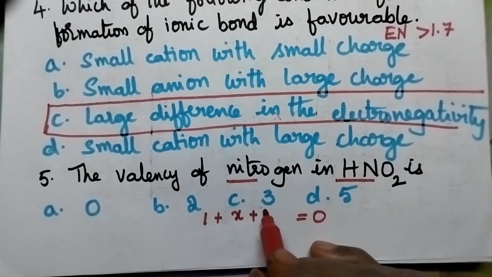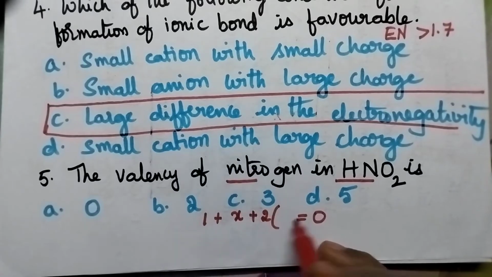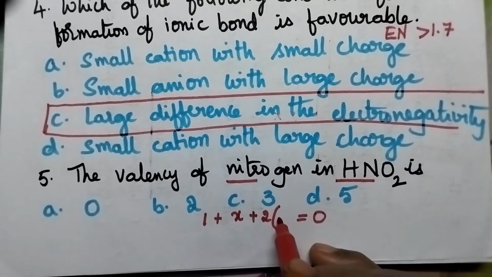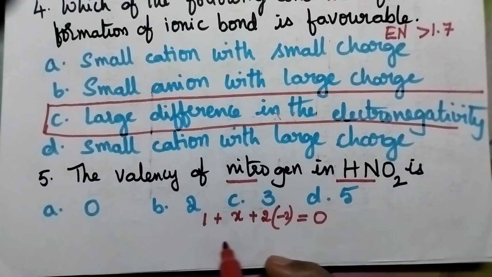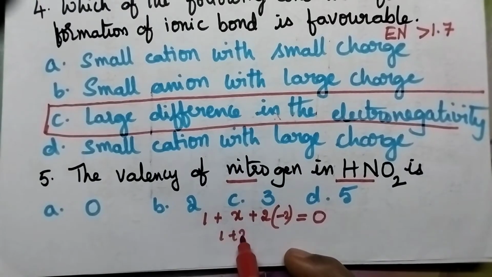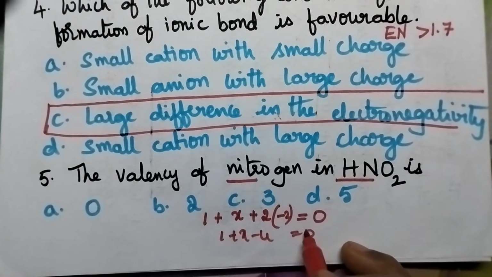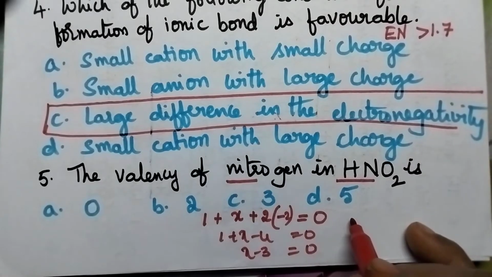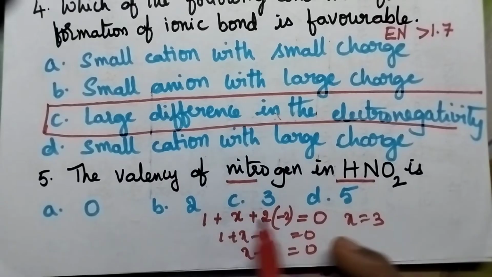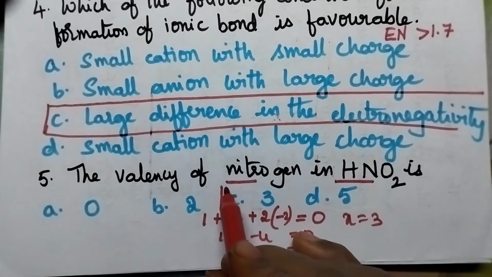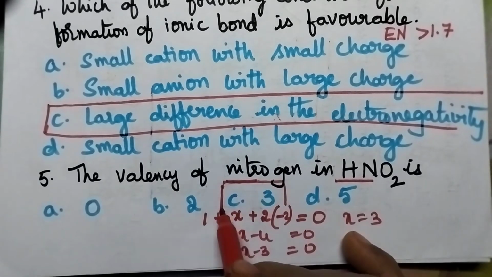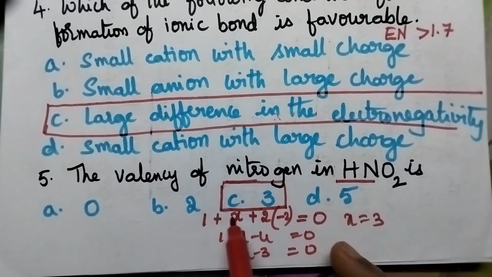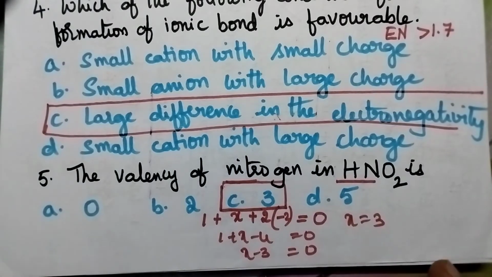Coming to the oxygen, 2 oxygen atoms are present and the oxidation state of oxygen is -2. That equals 1 plus X minus 4 equal to 0. So X minus 3 is equal to 0. That means X equal to 3. So the oxidation state, that means the valency of nitrogen, is 3. So option C is the right answer.